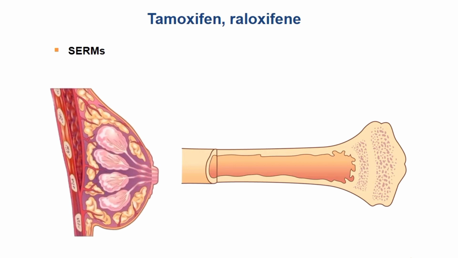Tamoxifen and raloxifene are selective estrogen receptor modulators, or SERMs, that block estrogen receptors in the breast and activate them in the bone. They are effective in estrogen receptor positive breast cancers, meaning that they block estrogen's pro-growth effect in these tissues. They also had the added benefit of preventing osteoporosis because they promote bone growth.